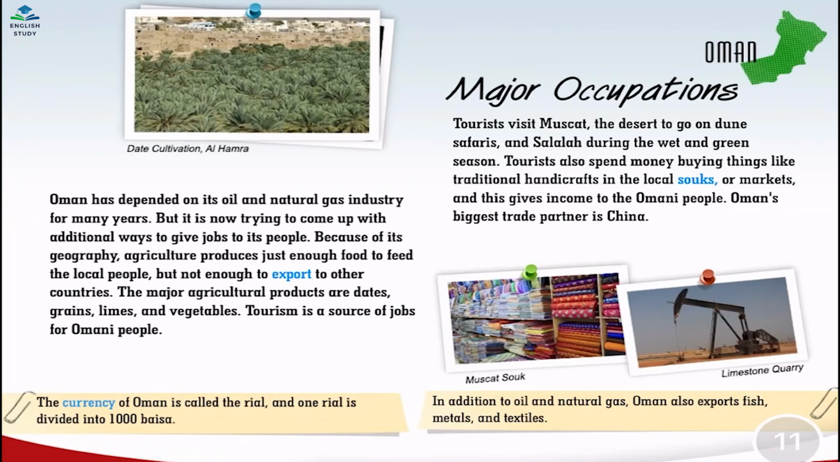Tourism is a source of jobs for Omani people. Tourists visit Muscat, the desert, to go on dune safaris, and Salalah during the wet and green season. Tourists also spend money buying things like traditional handicrafts in the local souks or markets, and this gives income to the Omani people. Oman's biggest trade partner is China. The currency of Oman is called the rial, and 1 rial is divided into 1,000 paisa. In addition to oil and natural gas, Oman also exports fish, metals, and textiles.